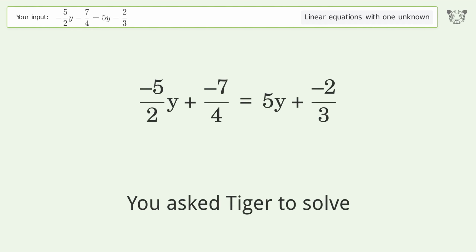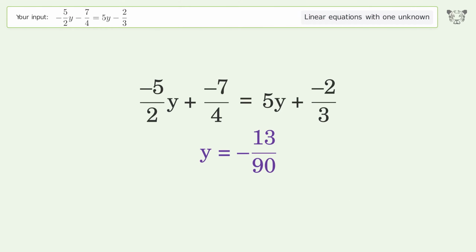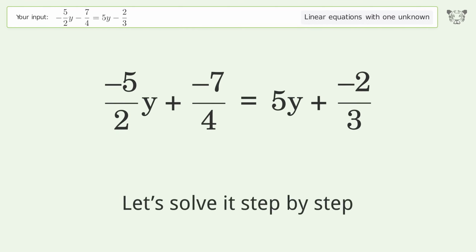You ask Tiger to solve this. This deals with linear equations with one unknown. The final result is y equals -13/90. Let's solve it step by step.